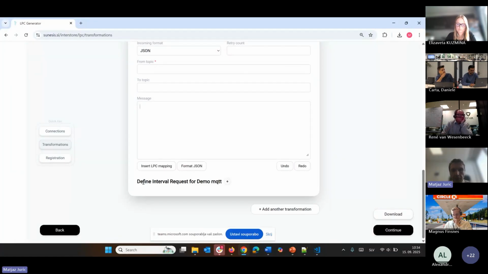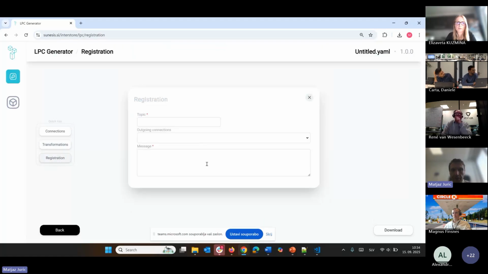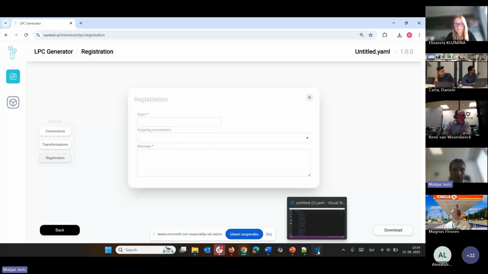And some additional features which we have found out at the consortium that are required, such as interval requests or device registration, which is also optional. So this means that the device would register itself first. And once you are ready, you simply download the configuration file.